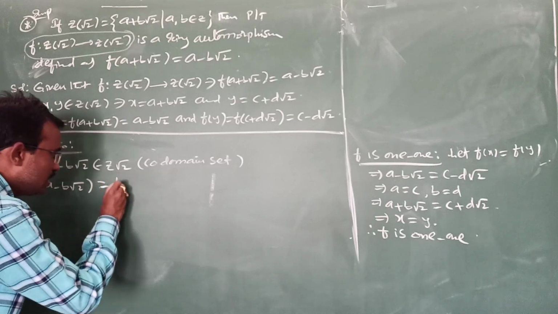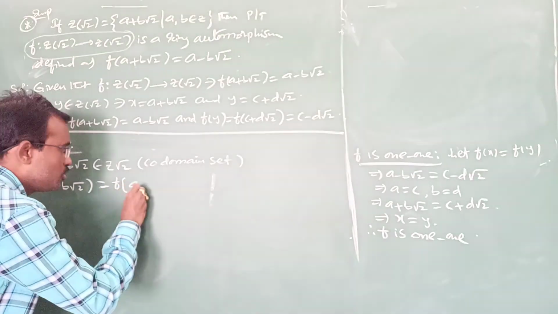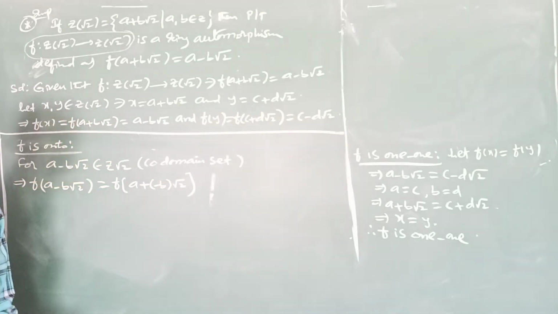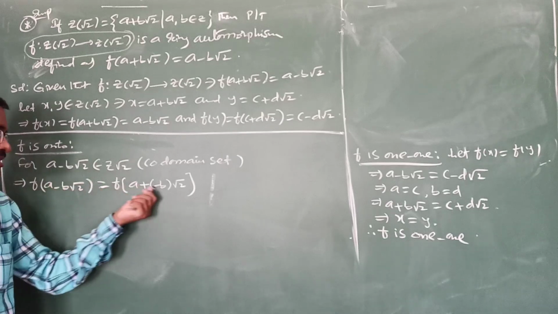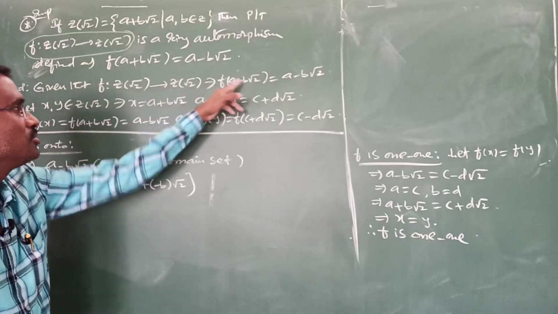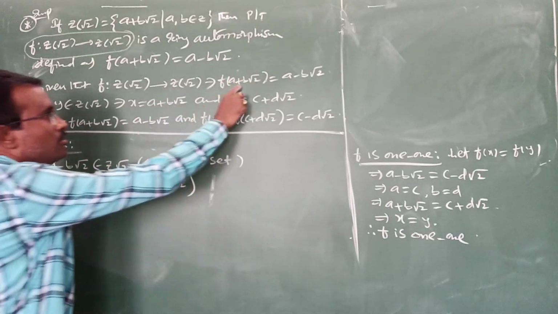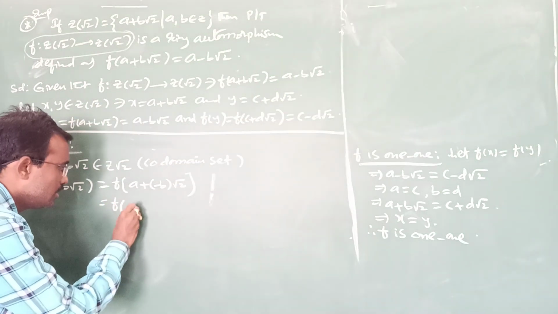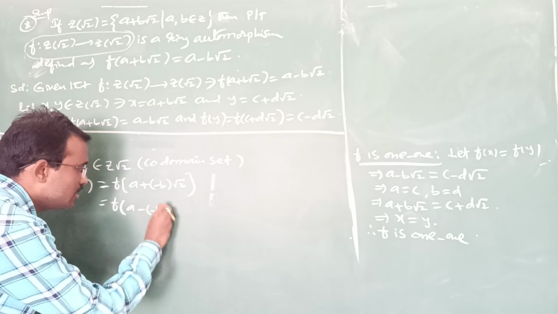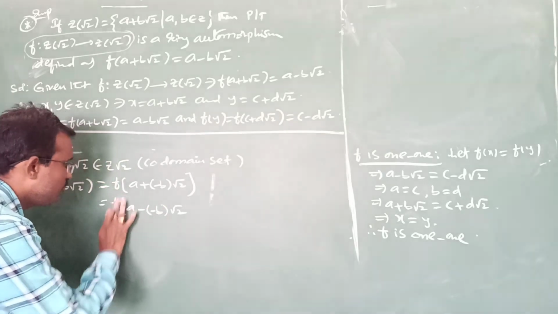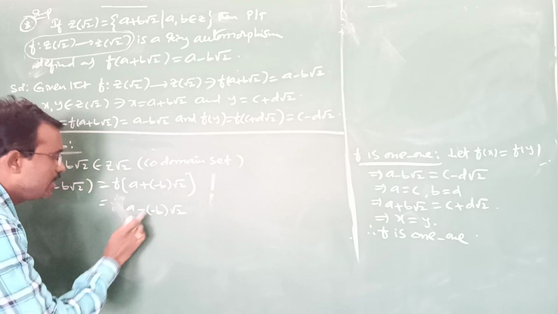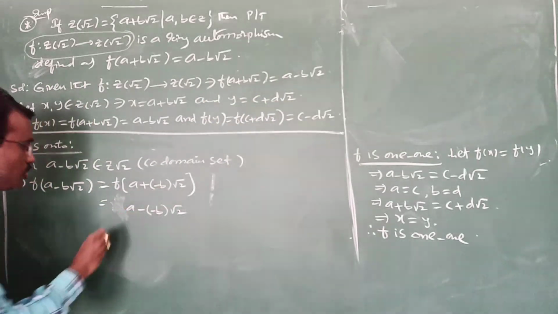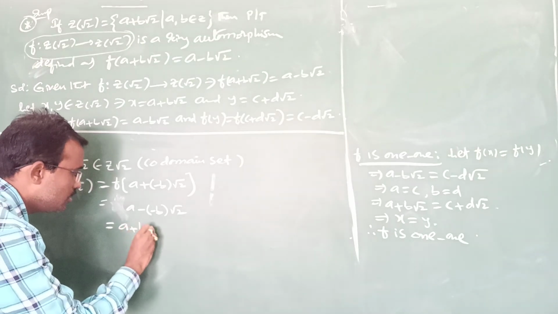What is that? It is f of a minus b root 2; you can write it as a plus of minus b into root 2. Any problem here? Generally minus b is nothing but plus of minus b. So we wrote it in this formation to use this definition. According to this definition, it is f of a minus of minus b into root 2, which is a plus b into root 2.